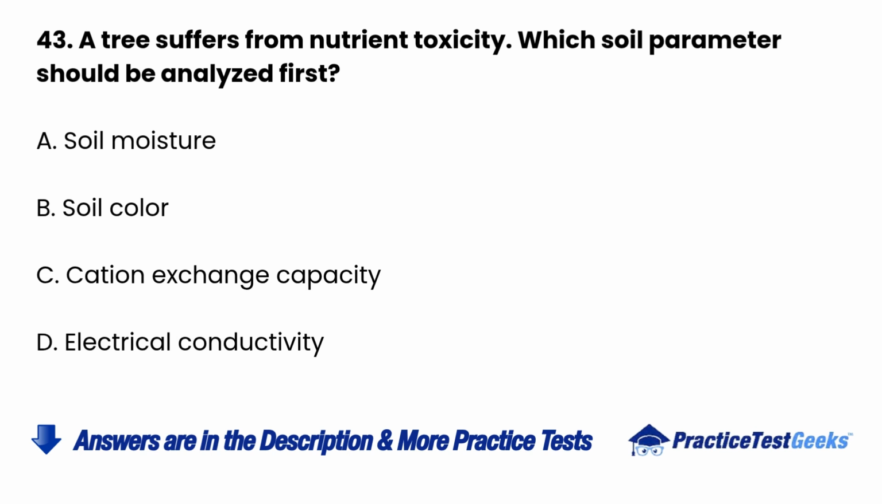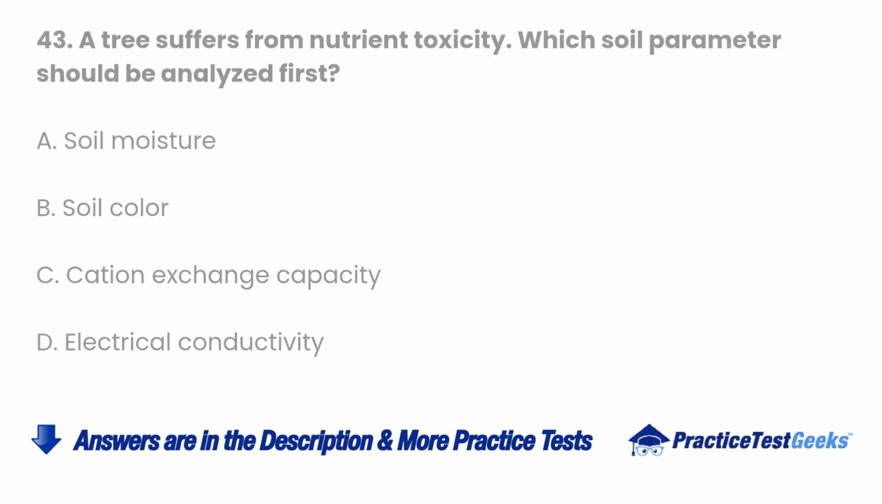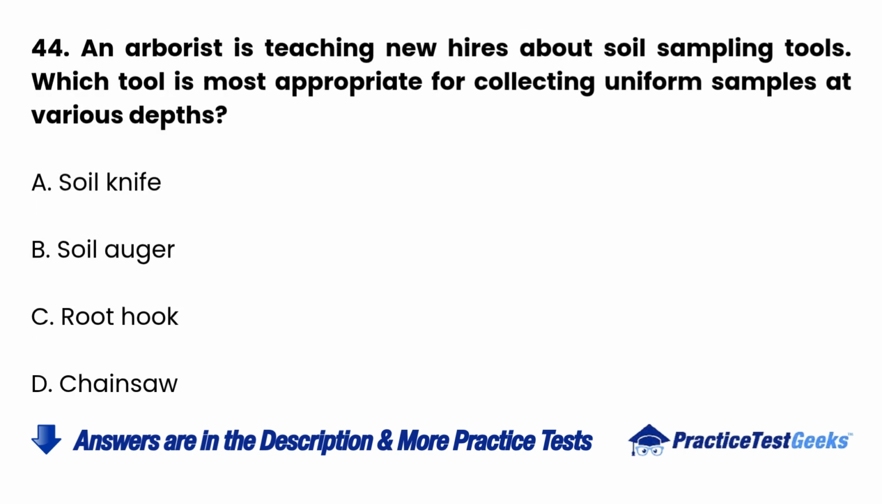43. A tree suffers from nutrient toxicity. Which soil parameter should be analyzed first? A. Soil moisture. B. Soil color. C. Cation exchange capacity. D. Electrical conductivity.